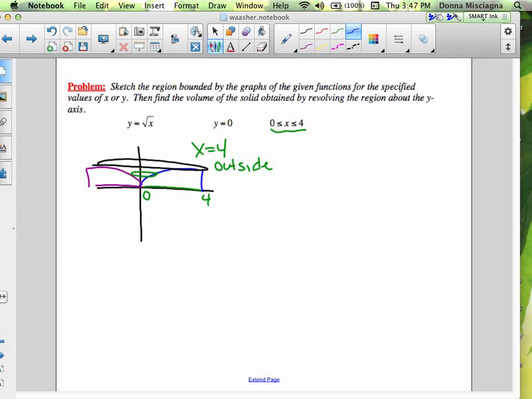So we're going to square both sides, so y squared equals x. So this is going to be our inside function, right? Because this one is to the left, and this one here is to the right. So let's set up our integral. We've got our diagram. Our diagram helps us set it up. If we had not drawn a diagram, we would not have done this correctly. And now we can see what to do.